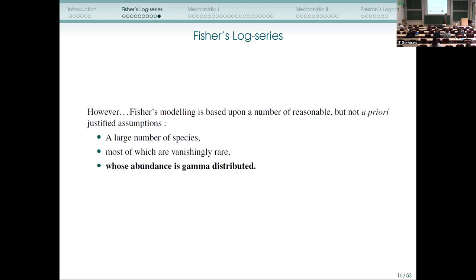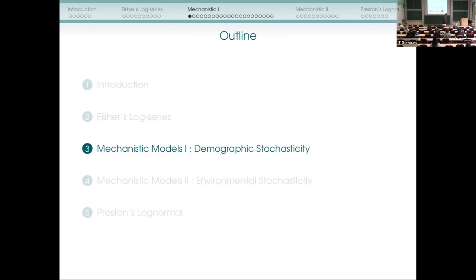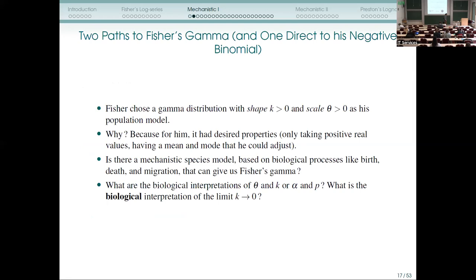So this is going to be almost like the Monty Python moment: and now for something completely different. I'm going to switch from talking about statistical modeling to talking about stochastic modeling, particularly from a statistical physics, stochastic processes point of view. And what I'm going to try to do for the next little bit is give you mechanistic individual-based models that I'm going to get to Fisher's gamma distribution.